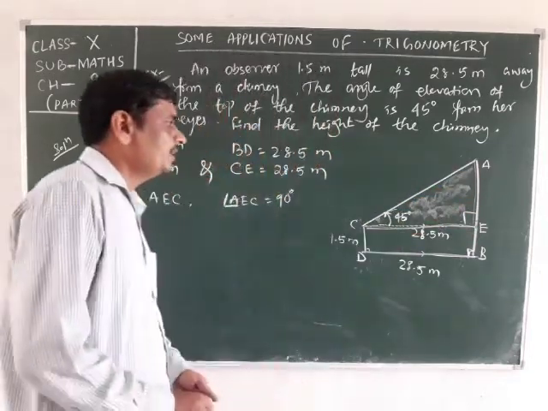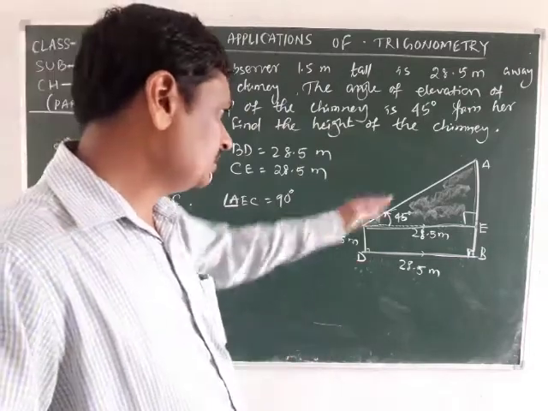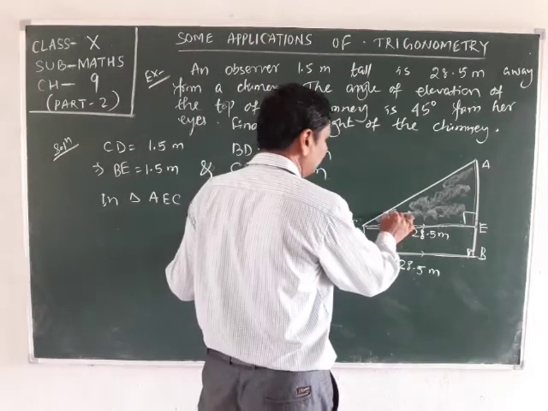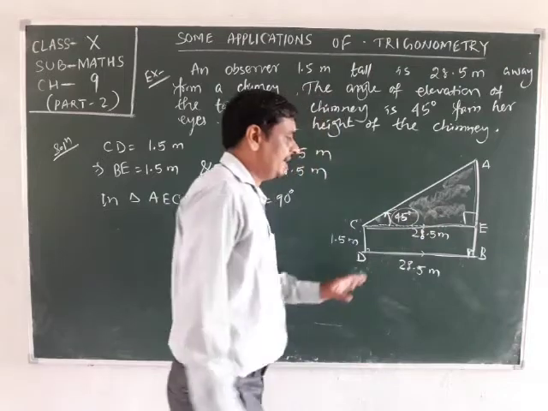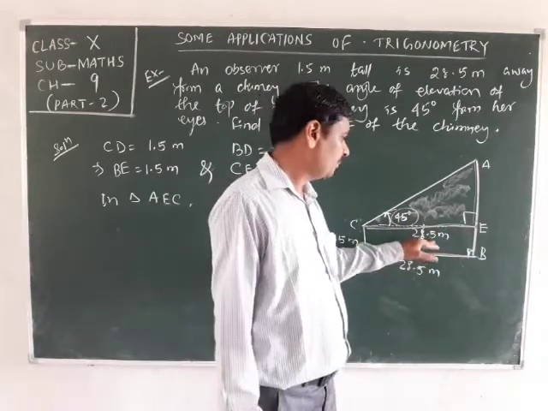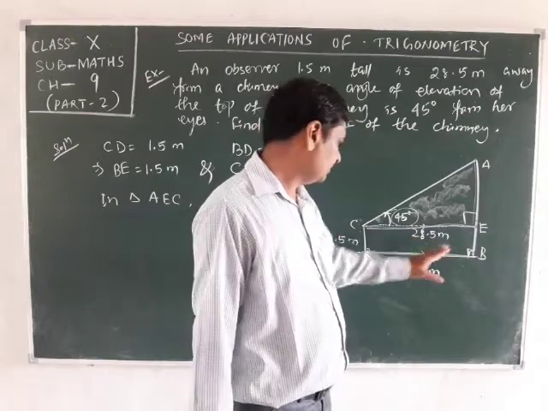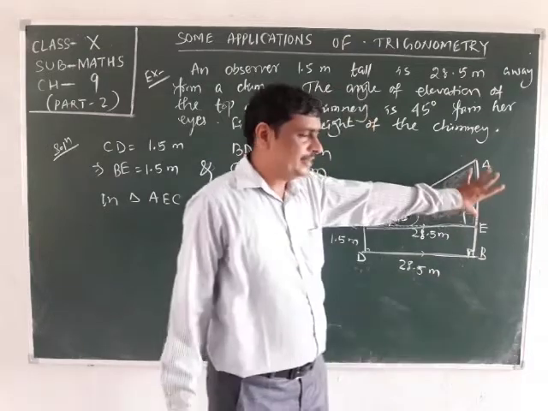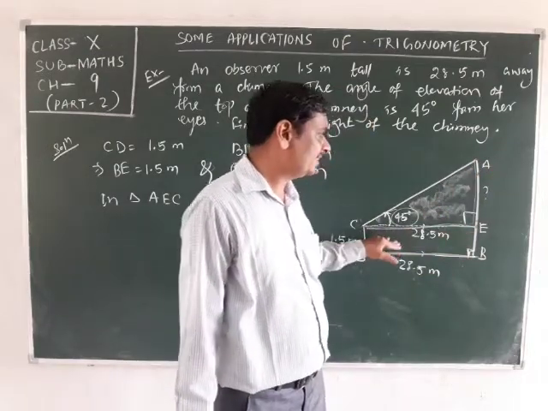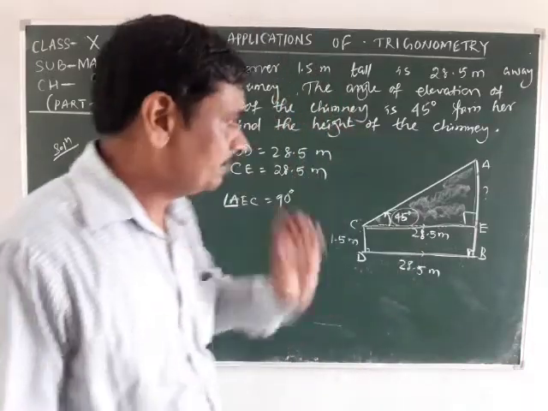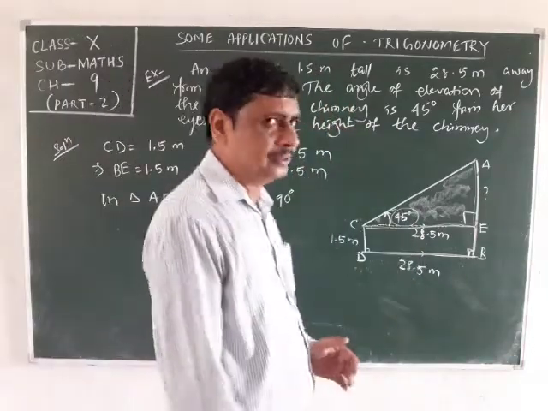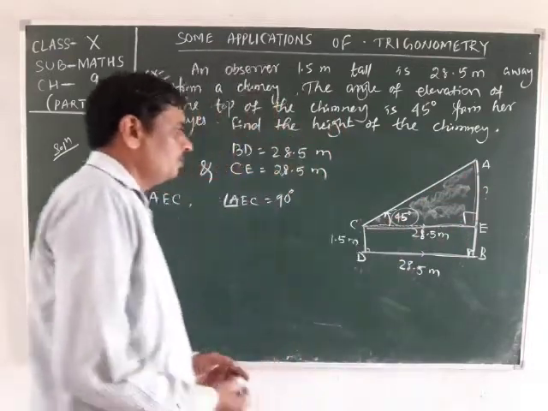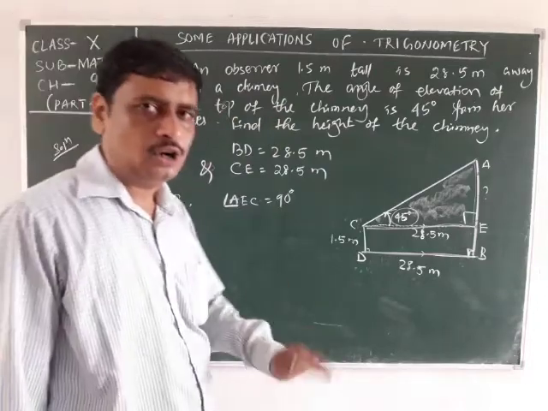Here we can put the trigonometric ratios. You can use trigonometric ratios in this triangle AEC. It is given one of the angles as 45 degree. And the adjacent side CE is also mentioned here, 28.5 meter, that is equal to BD. And we have to find AE. This AE is the opposite side, whereas CE is the adjacent side. And we have to choose one of the trigonometric ratios in which the relation between the opposite side and the adjacent side is given. So we can use tan theta or cot theta.